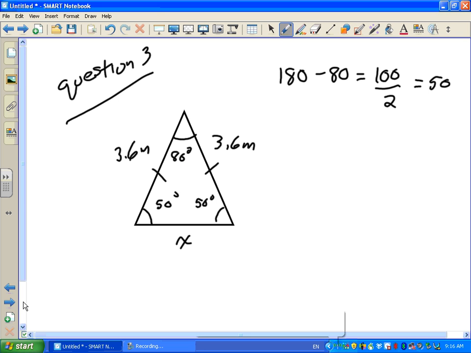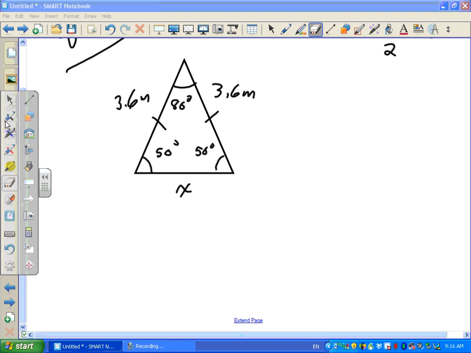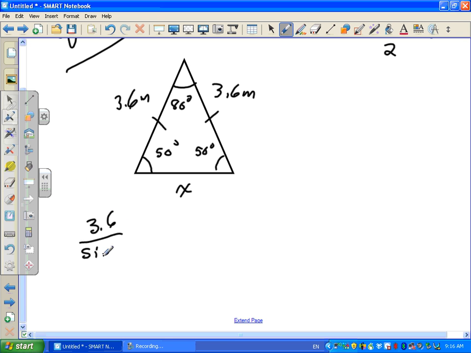So now that we have those 50 degrees, we can set up a sine law ratio. So we have sine, what are we looking for? We're looking for sides, so we'll put the angles on the bottom. So we have 3.6 over sine 50. We'll call that our A, B, and C. So this is our A, C, and this is our side B. We are looking, our x is B, so we're just going to call it x, and our angle B is sine 80. I've set up the ratio.